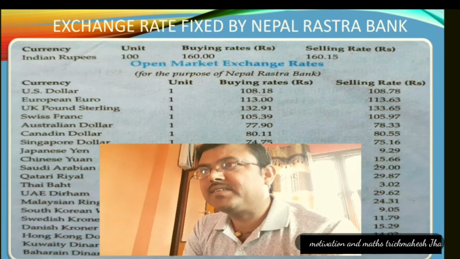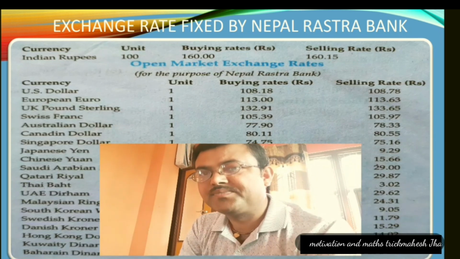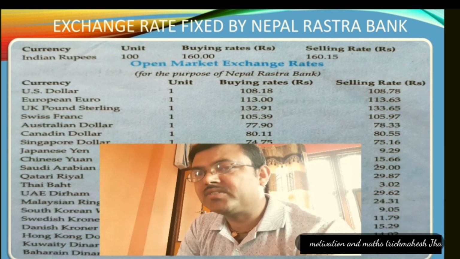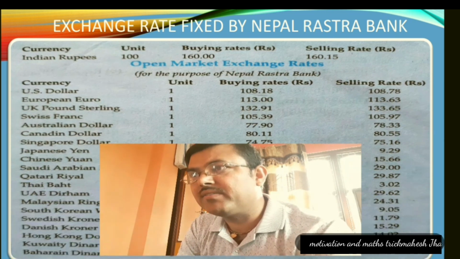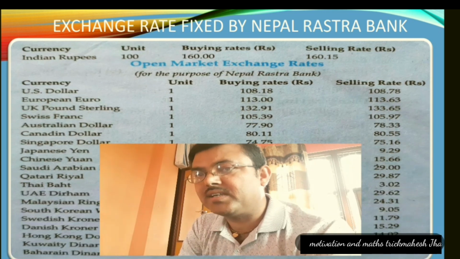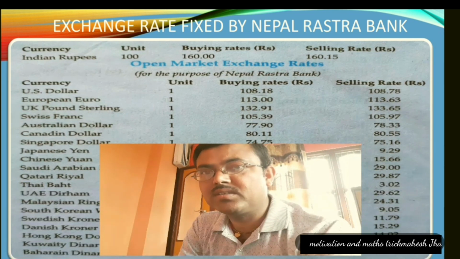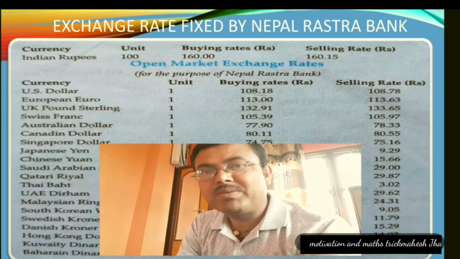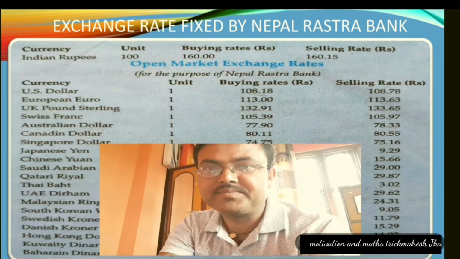Here the exchange rate fixed by Nepal Rastra Bank is given in this chart, and the different buying rates and selling rates of different countries are listed here. While calculating the problems, you can use different buying and selling rates, but in the question it is already mentioned which selling rate and buying rate to use.